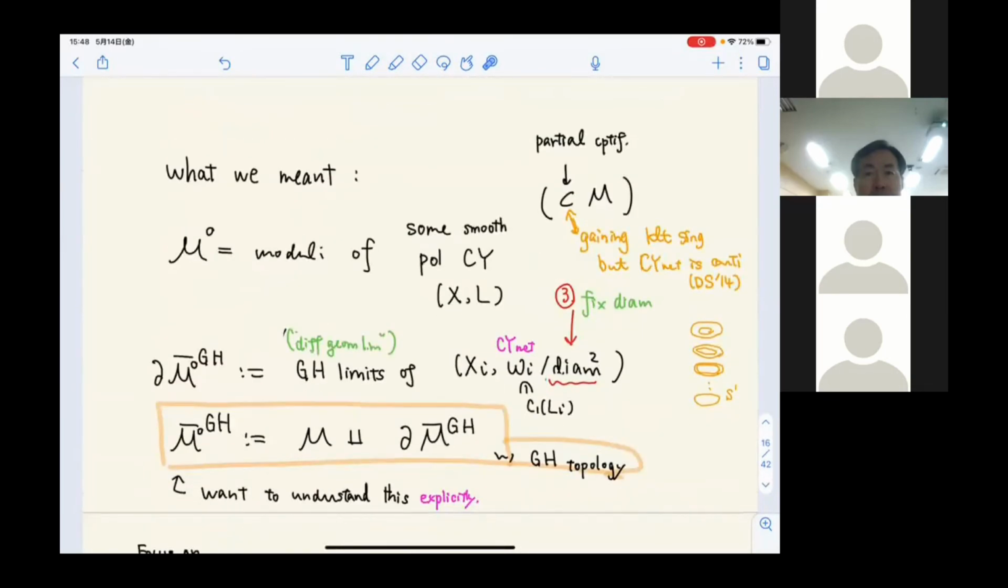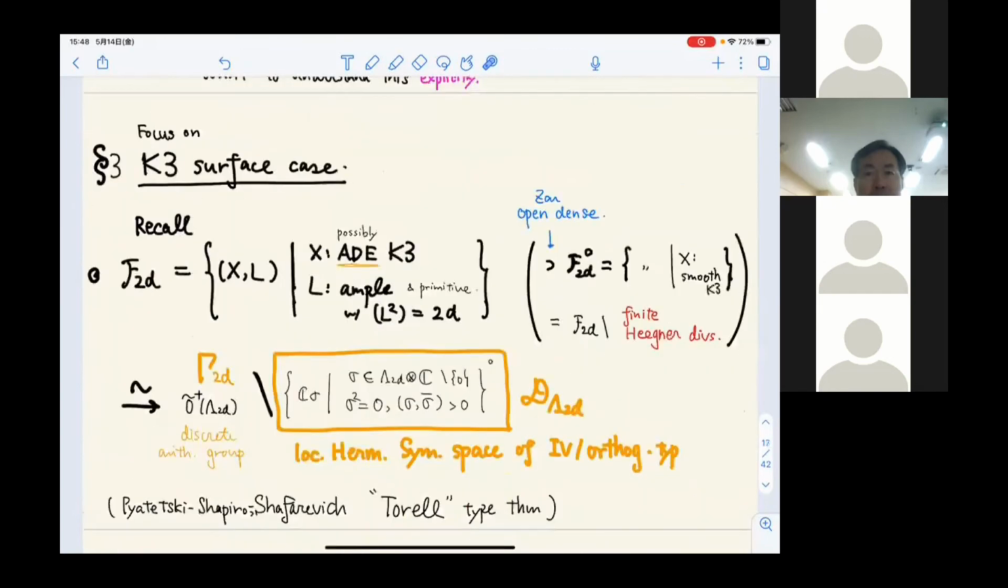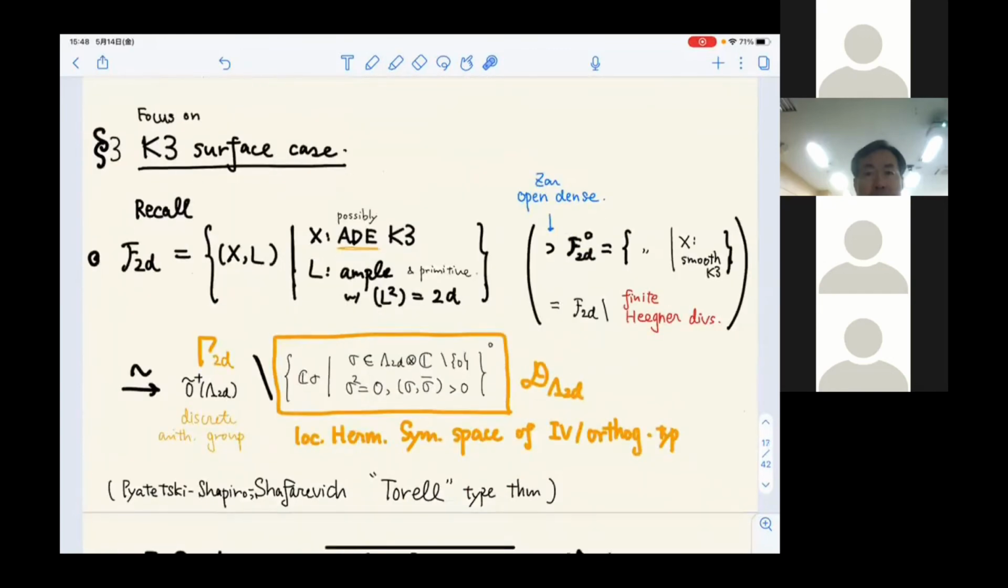Yeah, so the compactification we consider is this Gromov-Hausdorff limit. And in the K3 case, recall that this partially compactified canonical moduli is one of similar variety, an orthogonal moduli variety, of dimension 19, by the period map and the Torelli theorem.